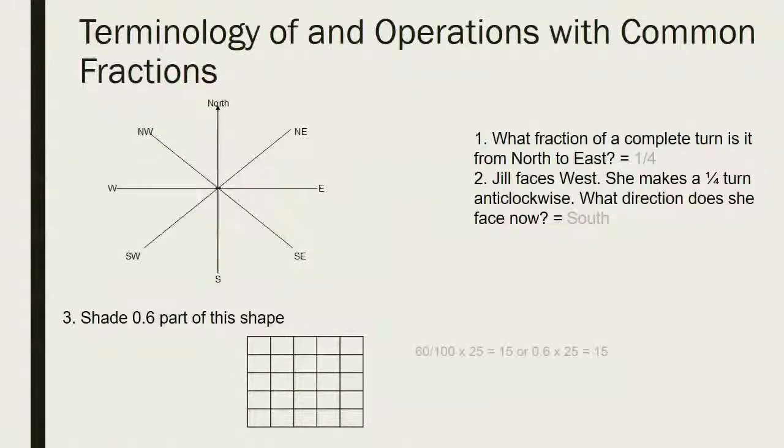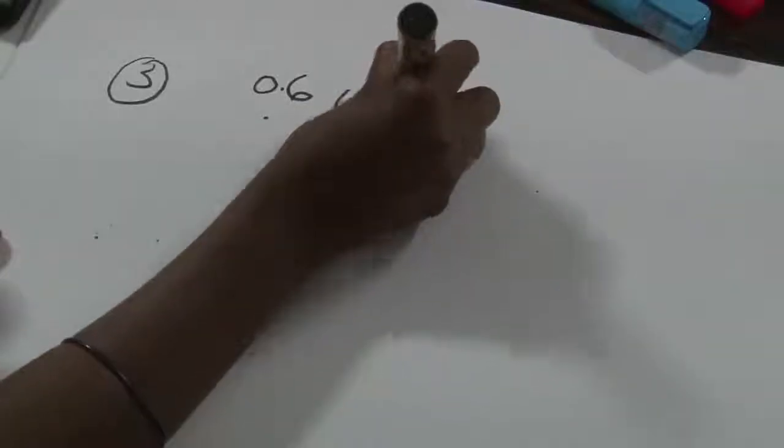The next one, number 3, you are given that shape. It is divided into how many small boxes? If you count them very well, it will be 25. So now they want you to shade 0.6 of that 25. If they are saying 0.6 of 25, it means 0.6 of the 25 boxes that are there.